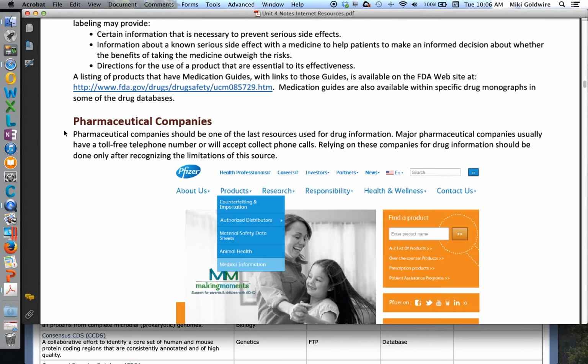So now, switching gears from government agencies, we're going to talk a bit about pharmaceutical companies. And pharmaceutical companies should be one of the last resorts that you use for drug information. Major pharmaceutical companies usually have a toll-free telephone number or will accept collect phone calls. And relying on these companies for drug information should be done only after recognizing the limitations.